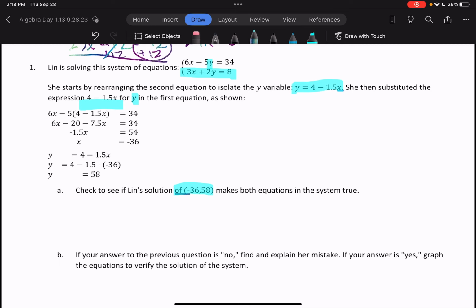So if we do, let's look at the first equation. 6 times x is negative 36 minus 5 times 58 equals 34.